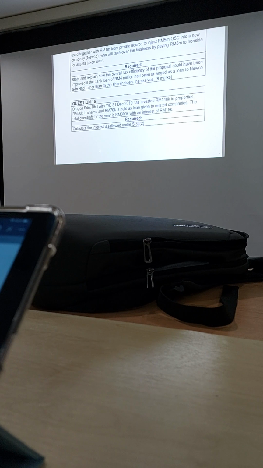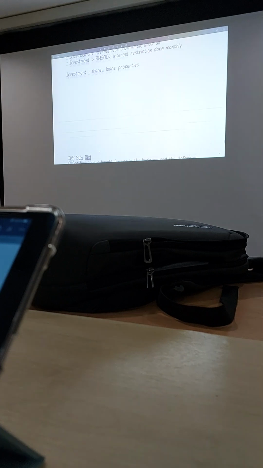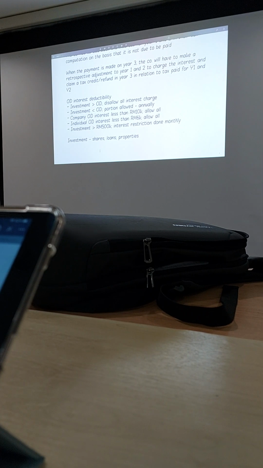How did you calculate what you got just now? Go on, take a shot. I'll give you the rule here. Nah, this is the rule. Invested for 140k is property investment. More than OD or overdraft, minus annually, so divide by 12. Minus annually. Company interest less portion allowed.